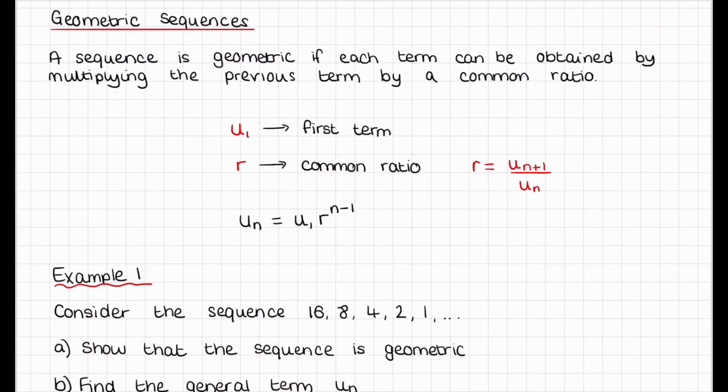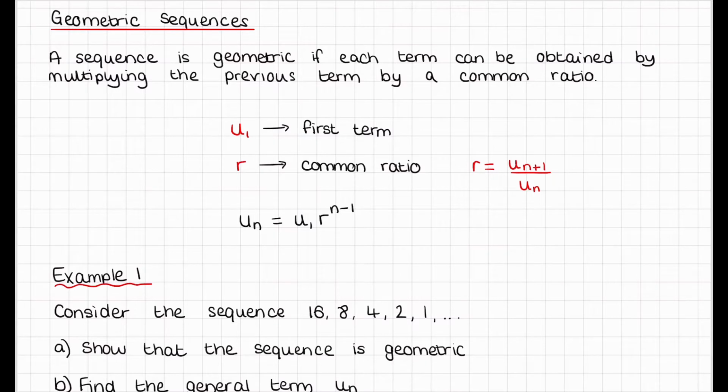Our next type of sequence is a geometric sequence. A sequence is geometric if each term can be obtained by multiplying the previous term by a common ratio. The letters you'll see in the equation are u1 again, which is the first term, and r is the common ratio, and we can find the ratio by doing u of n plus 1 divided by un.